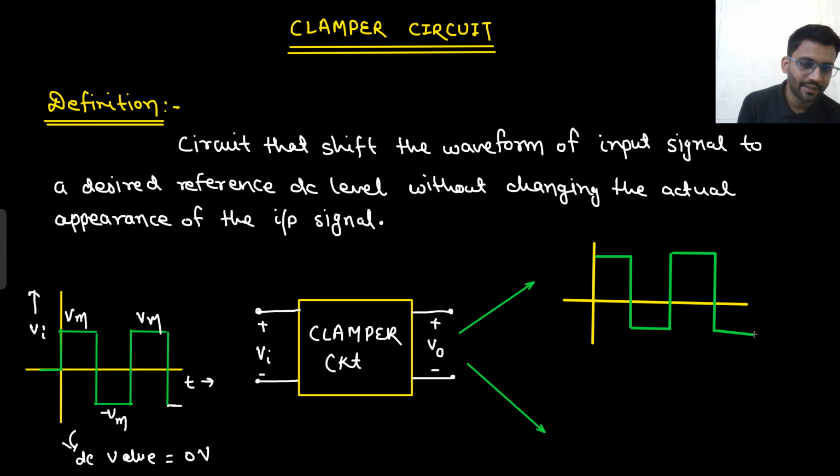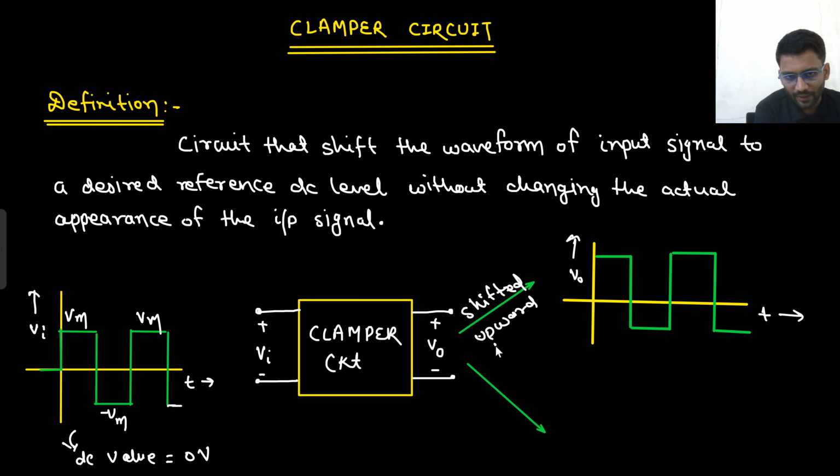Like this, it is shifted upward. Right? This is V naught. Here I can write shifted upward by Vm by 2. So this magnitude would become 3 Vm by 2, and this magnitude would be minus Vm by 2, right? And this is time t, this is time t by 2.